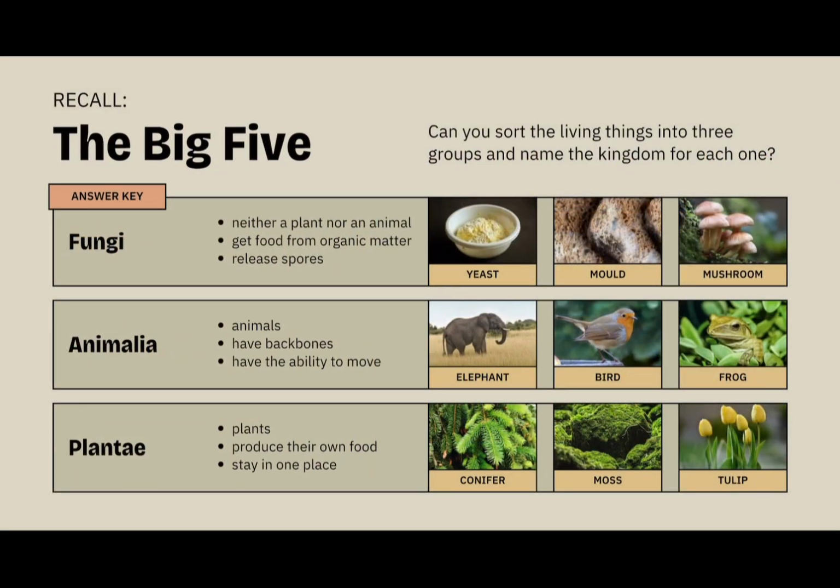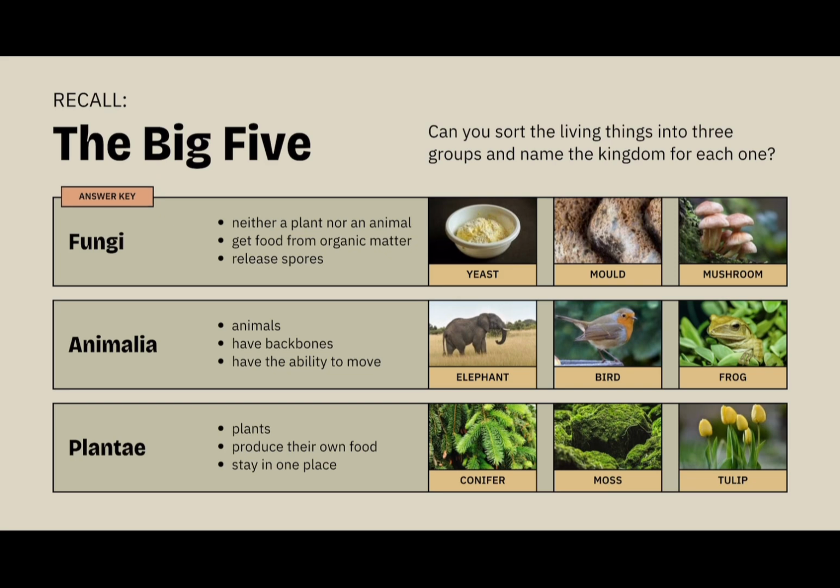The answer: fungi. Living organisms under fungi include yeast, mold, and mushroom. These are neither a plant nor an animal. These get food from organic matter and release spores.